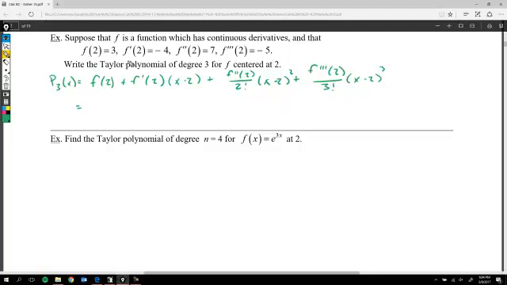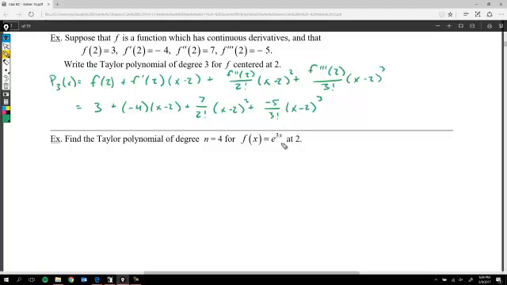They said f of 2 is 3. They said f prime of 2 is negative 4. They said f double prime of 2 is 7. And they said f triple prime of 2 is negative 5. And you could just write this as 2. You could simplify this to be 6, and that's totally fine as well.